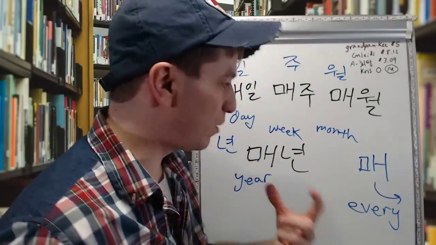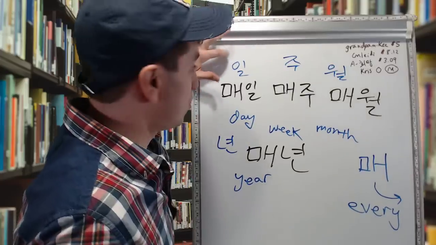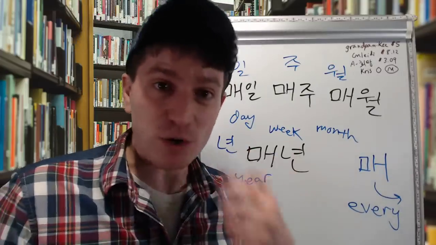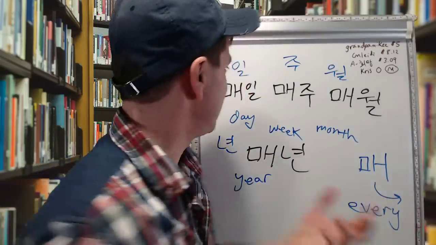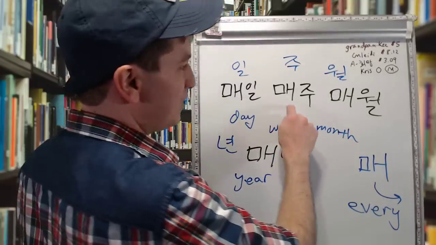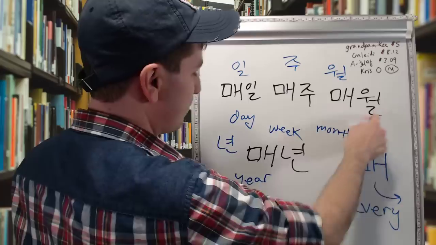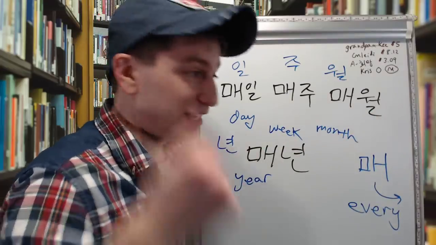If you just know that these are from Chinese, then you can work with them like Chinese characters. I can add other Chinese characters onto them. Yes. Mei year, every day. Mei ju, every week. Mei wol, every month. Mei nyan, every year. Now you got four new letters.